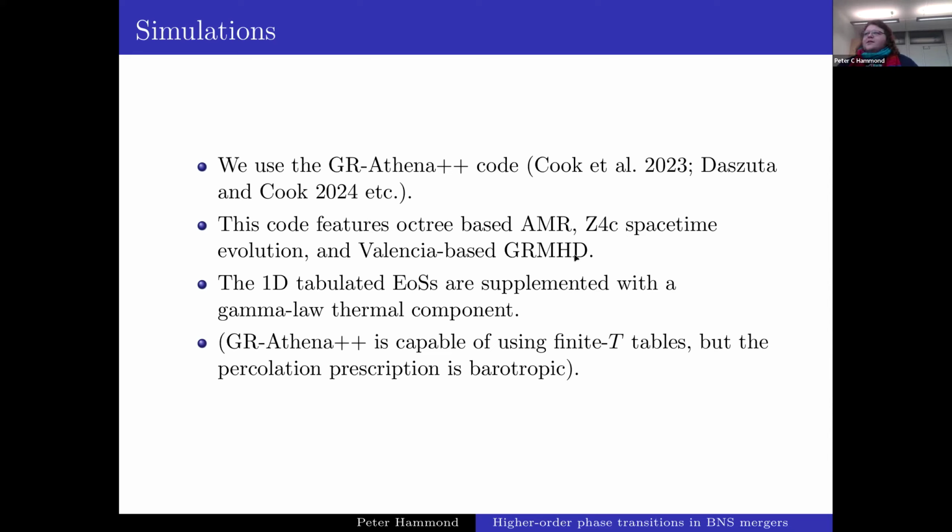We use Z4c for the spacetime. We use this Valencia formulation for the GRHD. Here we're using one-dimensional tabulated equations of state with the gamma law. This is just because percolation is barotropic. We don't know how to do this yet for finite temperature equations of state, but GR-Athena++ is capable of doing finite temperature tables.